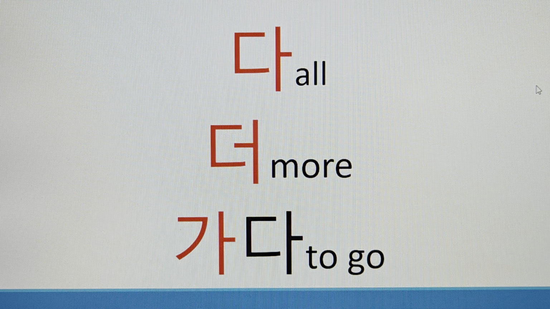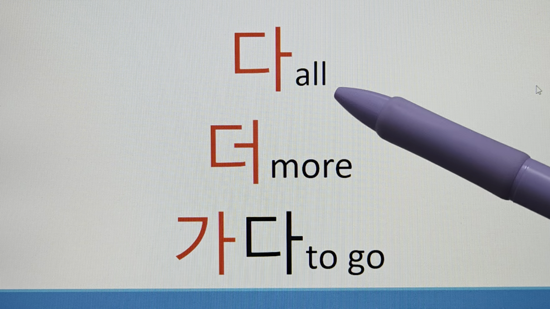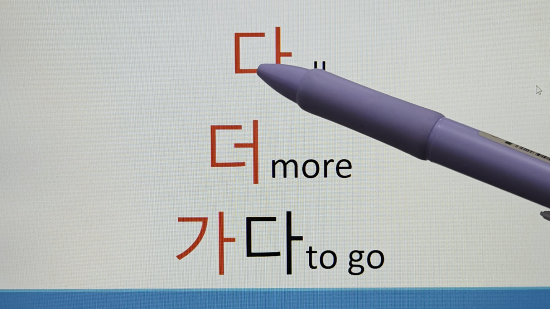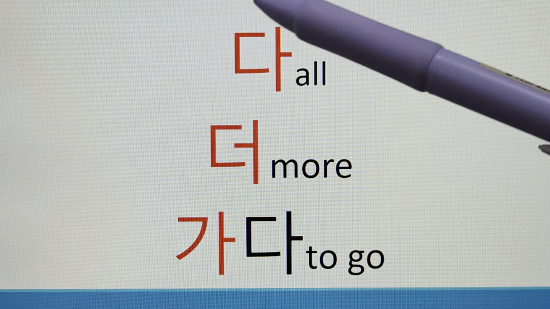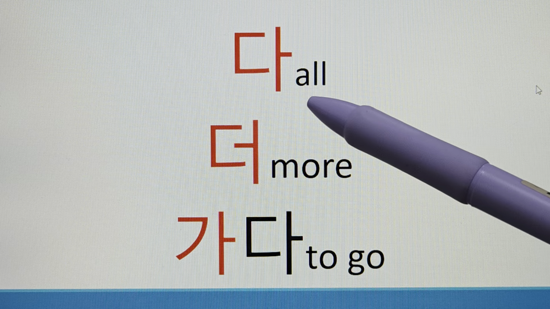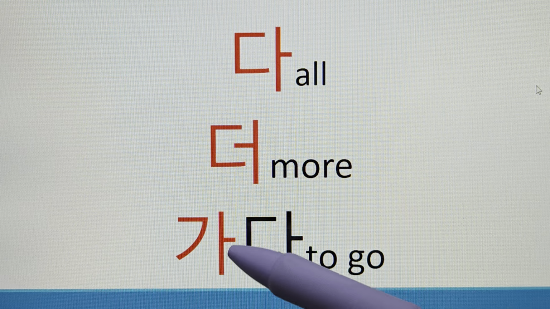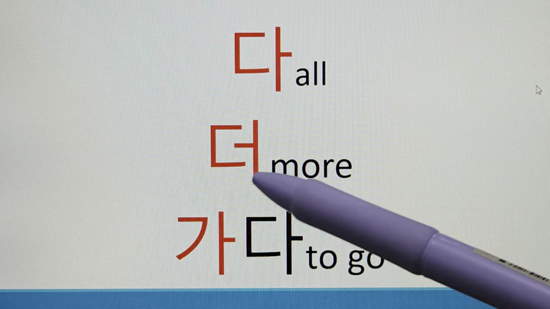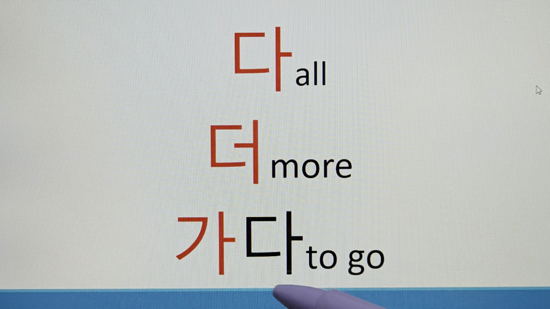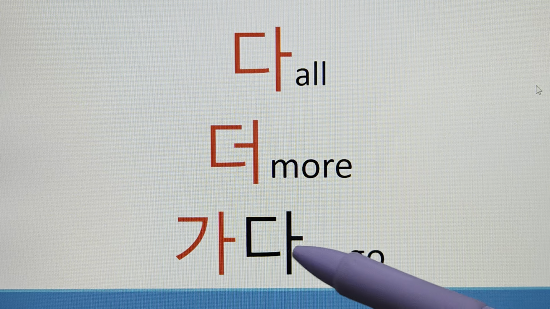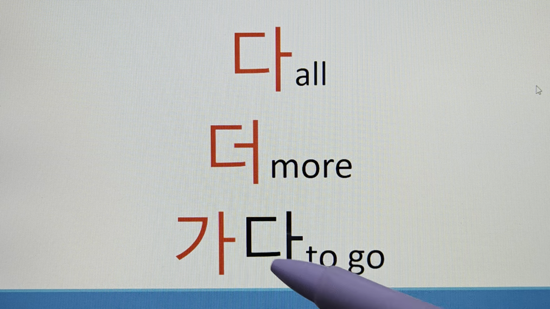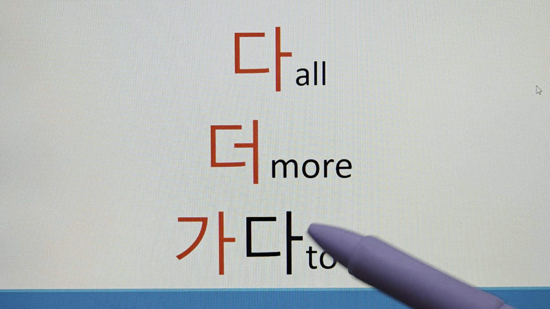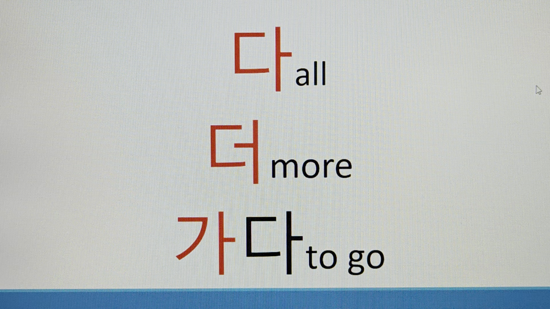Now let's read the examples. 다, but the original sound is da. But it's the beginning of a word, so we read this 다, 더, 가, 다. This is in the middle of a word, so we read this by its original sound. 다, 가, 다. 다, all, 더, more, 가다, to go.